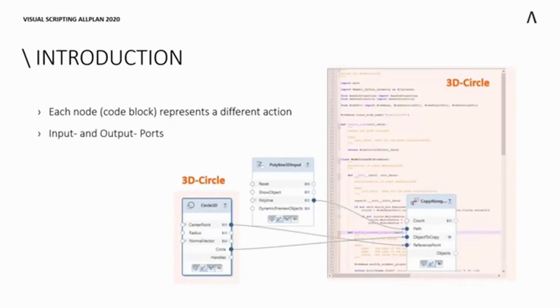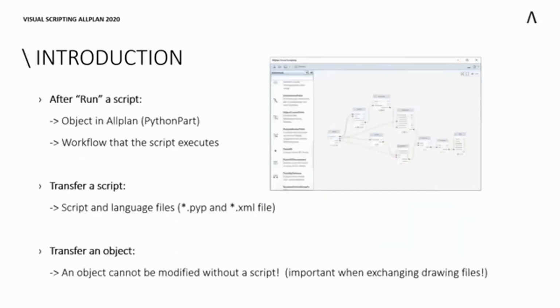Each node has an input and a so-called output port. This means the data which came in will be used from the output port in the next step. And the data flow is always from the left to the right. After you run a script, the result could be, on the one hand, an object in ALLPLAN, a Python part which will be created. On the other hand, you can also execute a workflow with the help of the script.